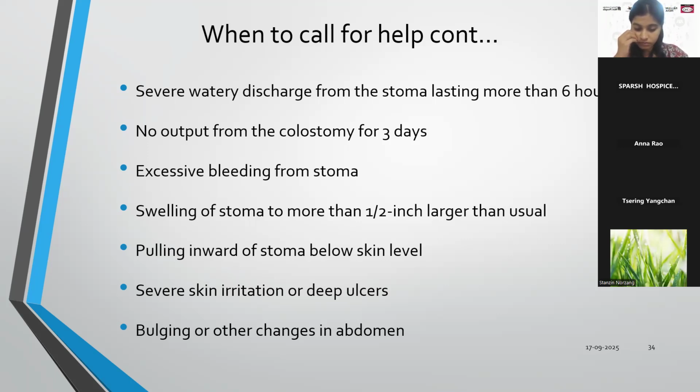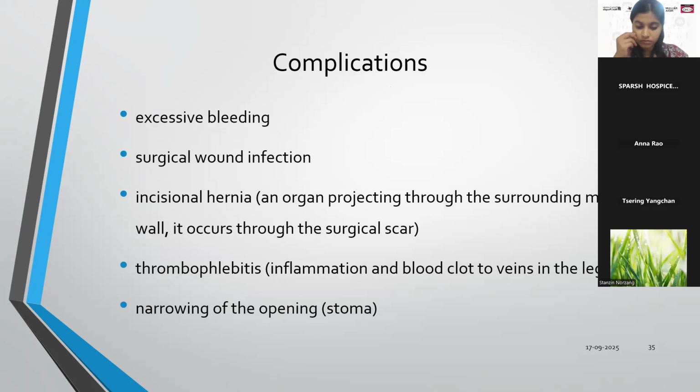What kind of complications can take place? Excessive bleeding can take place, surgical wound infection can take place, and incisional hernia, as I just said, can also take place. Thrombophlebitis can occur with any large incision on the abdomen, so here also it can take place. Narrowing of the opening of the stoma.